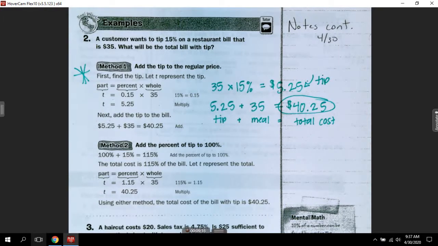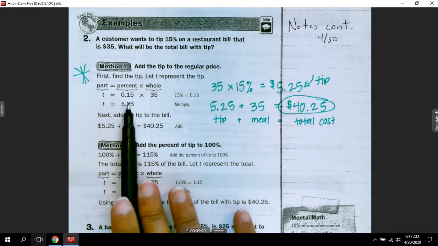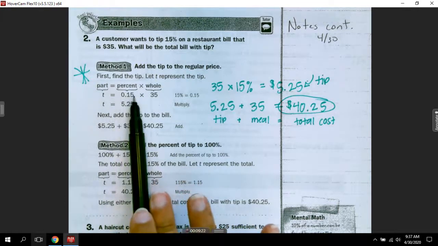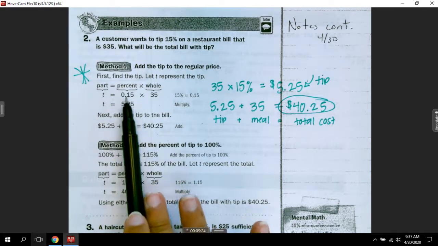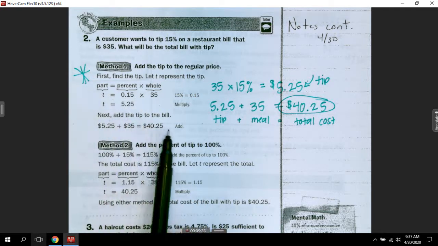Okay. So again, remember they used the percent, or their decimal for their percent. So 15% is also 0.15. If you prefer to do that, that is totally okay. They still get the same exact answer. Okay.